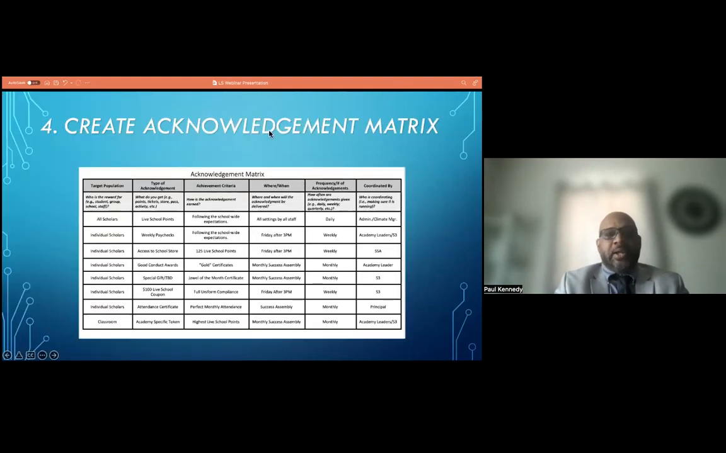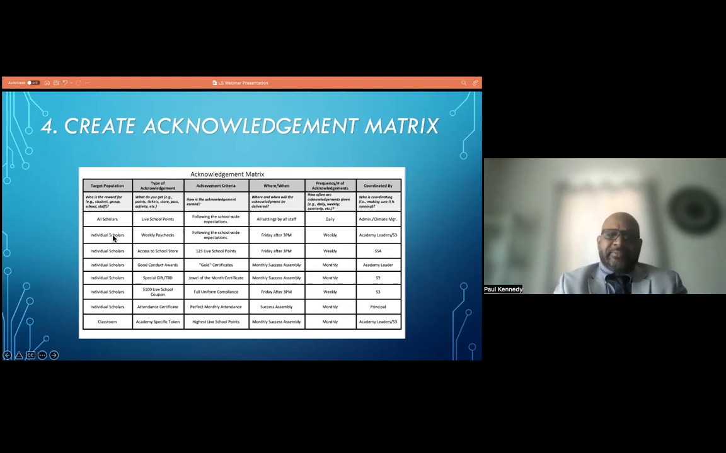Next, after we did that, we created an acknowledgement board. So this is our acknowledgement matrix. I'm just going to give an example. The target population is all scholars. What's the type of acknowledgement? Live school points. How do you get the live school points? Following school-wide expectations. Where is it given? In all settings, by all staff. What is the frequency? Every single day. And who's the coordinator? Named by the admin or the climate manager.